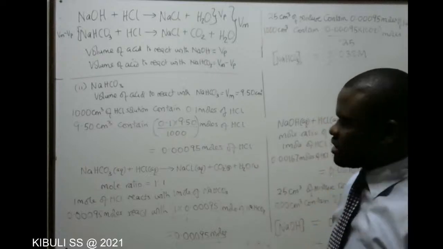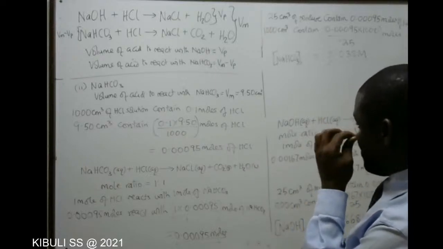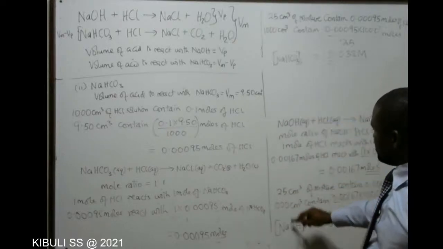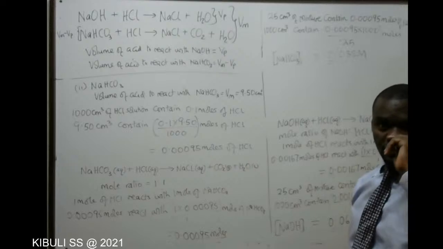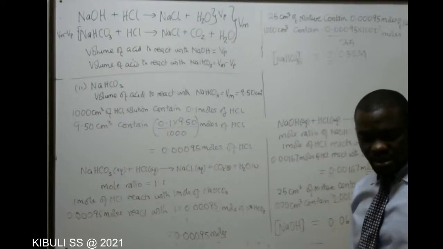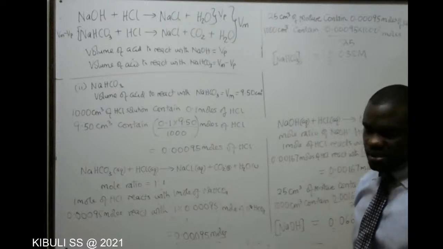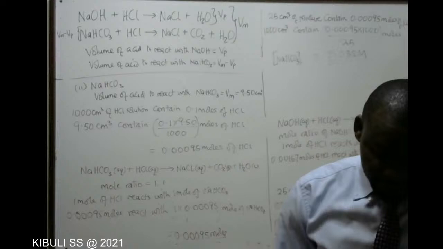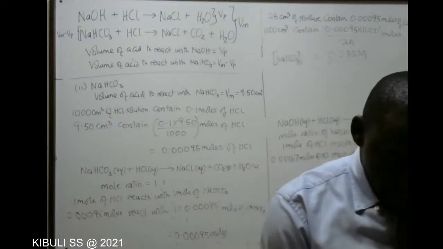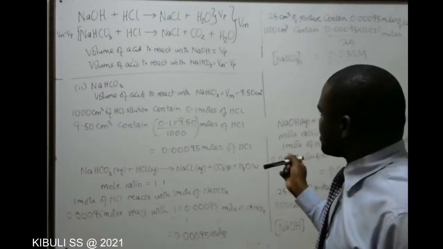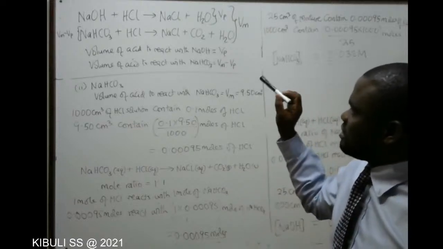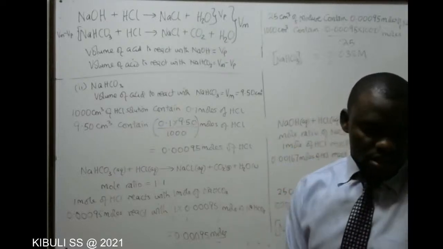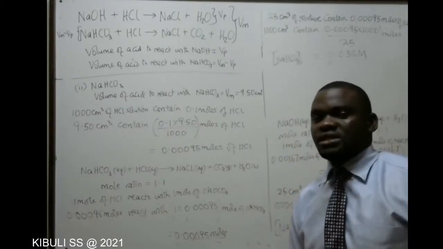From this, you can calculate the concentration in grams per liter by using the RFM. First of all, you calculate the RFM. When you get the molarity, it becomes very easy to calculate the concentration in grams per liter, and I'm very sure my students can do that. I don't want to waste time on it. So that has been the example about the mixture of sodium hydroxide and sodium carbonate using the continuous titration method.